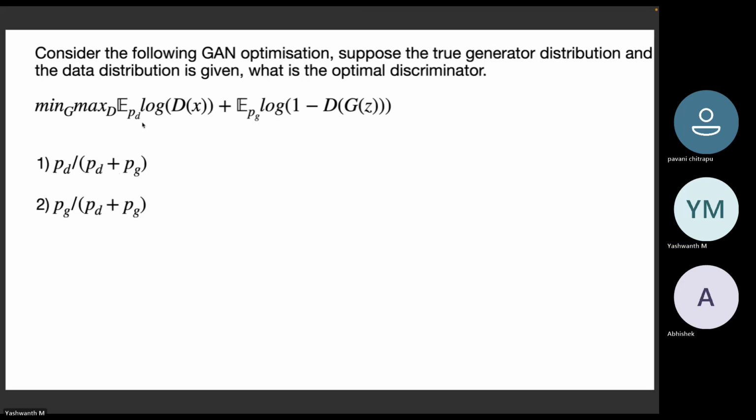Now consider the following GAN objective, as I have briefly gone through. Suppose the true generated distribution is known. It means we are not learning the generator. The generated distribution is given to us, and the underlying data distribution is also given to us. So if this is the scenario, what is the discriminator trying to look for?